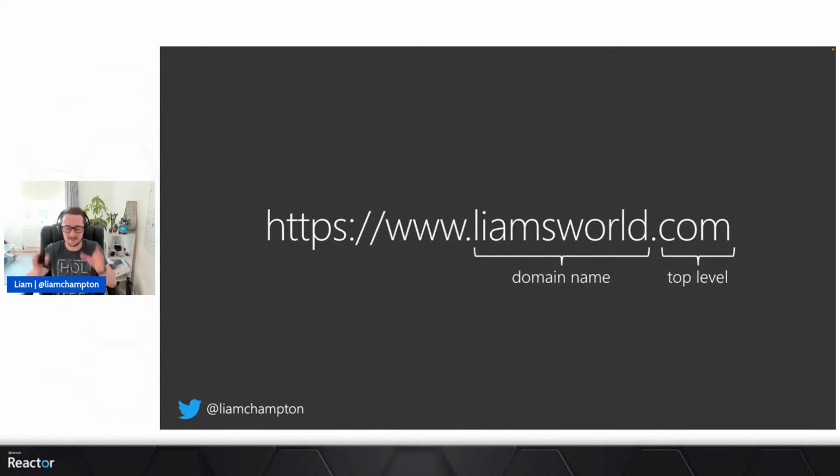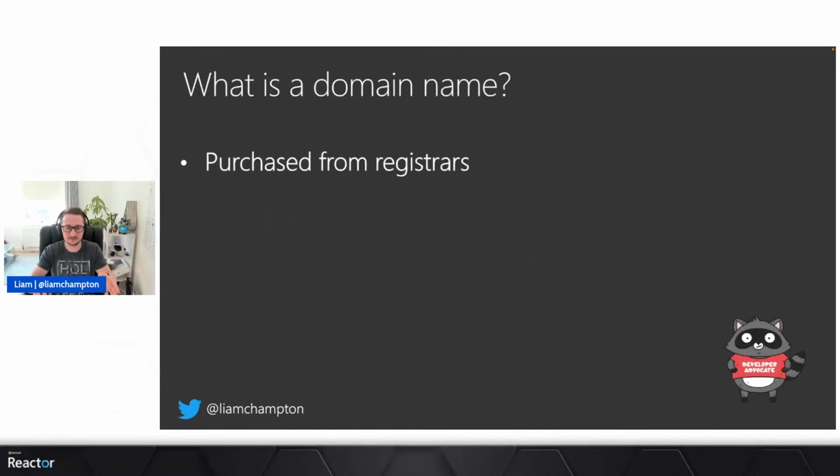The next part is domain name. And this gets a bit confusing because it's the domain name within a domain name. But go with me. It is the part that you buy. It's the part that registrars will give you, that you'll purchase, that you'll own. And it is the words that we speak, i.e. Liam's World. So everything else around it is kind of fuzz at the moment. The bit that we care about is the middle bit, Liam's World. And like I said, it's purchased from your registrars.